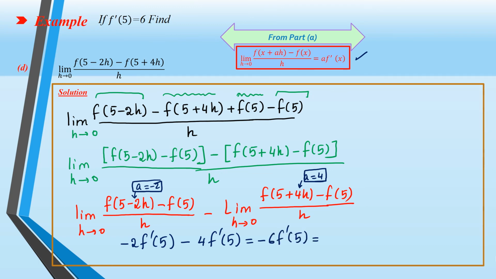Now f prime of 5 is given in this question and equals 6. So you have to plug in 6 instead of f prime. So -6 multiplied by 6 equals -36. And that's it. Thank you.